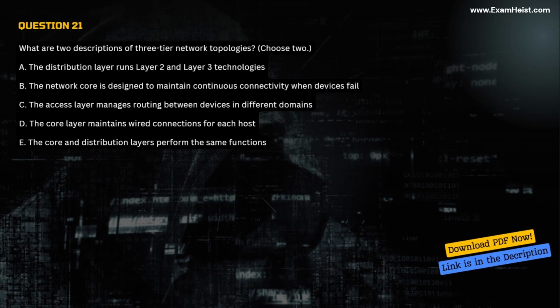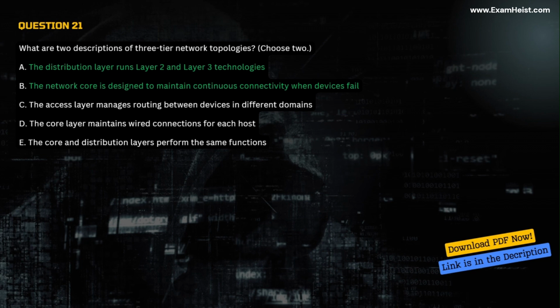Question 21. What are two descriptions of three-tier network topologies? Choose 2. A. The distribution layer runs Layer 2 and Layer 3 technologies. B. The network core is designed to maintain continuous connectivity when devices fail. C. The access layer manages routing between devices in different domains. D. The core layer maintains wired connections for each host. E. The core and distribution layers perform the same functions.